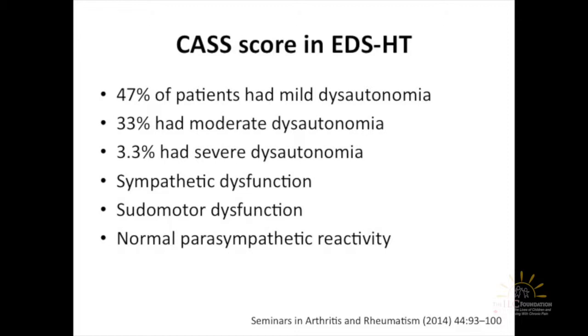They also checked for sympathetic dysfunction and sudomotor dysfunction. Again, the sympathetic nervous system is the one that is affected. And they have normal parasympathetic reactivity. So this is an objective way to measure the autonomic function and the severity of the autonomic dysfunction. And we know now that POTS and EDS, they are on the mild and moderate side.